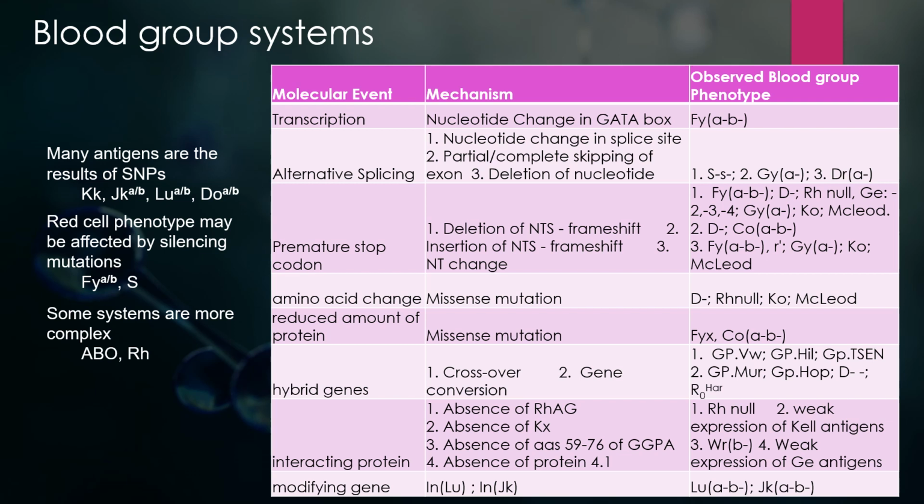So this is a little summary of what events can cause certain phenotypes. This is located in the technical manual. Some changes in antigens are caused by SNPs, which we'll talk about in the next slide. Some can be affected by silencing mutations. And then we have more complex groups like ABO and RH and MNS that have a lot of factors compounding on each other.